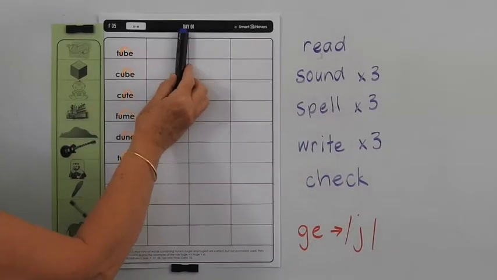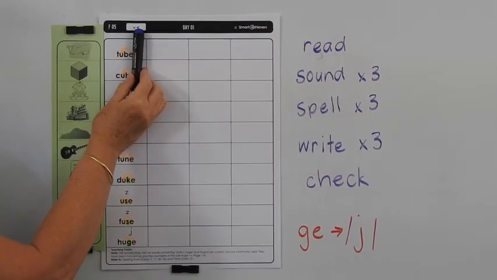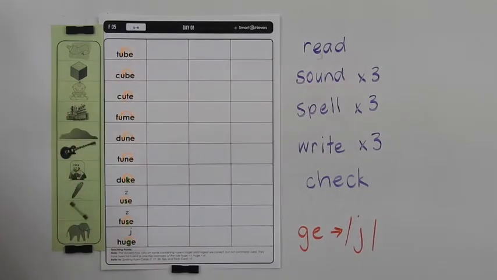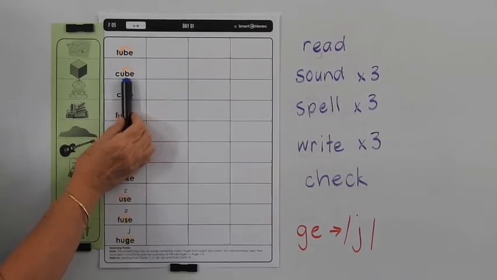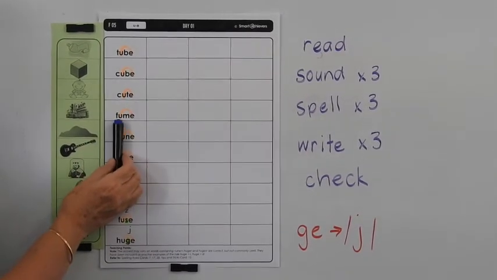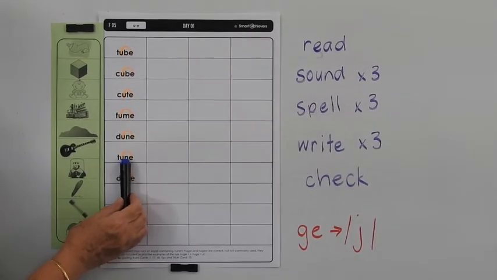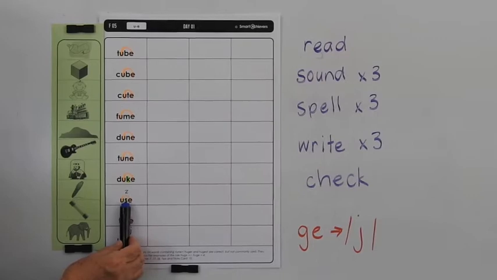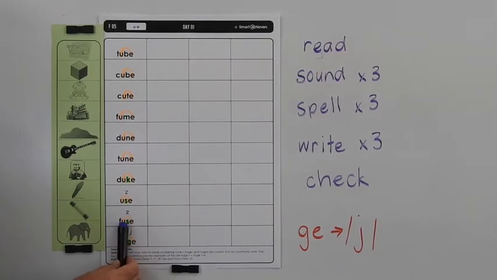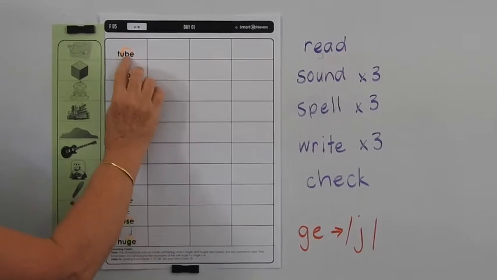This is F5 day 1 and we're introducing the long U sound, and we're using the E again at the end of the word to make the previous vowel make its long sound U. So we've got t, u, b, tube, k, u, b, cube, k, u, t, cute, f, u, fume, d, u, dune, t, u, tune, d, u, k, duke, u, z, use, f, u, z, fuse, h, u, j, huge. So the E is making that U make its long sound.